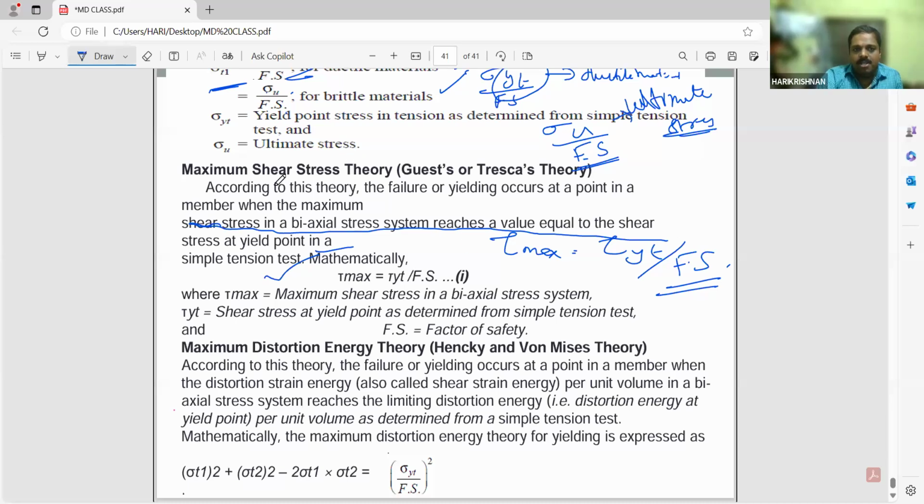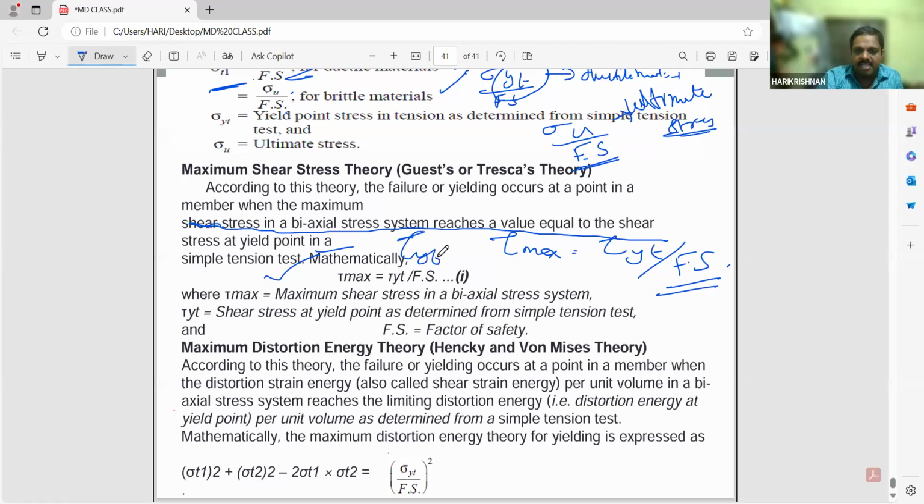So, according to maximum shear stress theory, the failure or yielding occurs at a point in a member when the maximum shear stress in a biaxial stress system reaches a value equal to shear stress at the yield point in a simple tension test. So tau max is equal to tau YT divided by factor of safety.